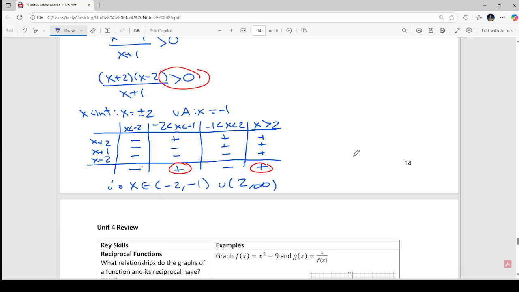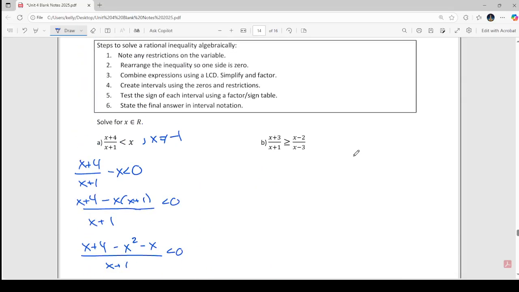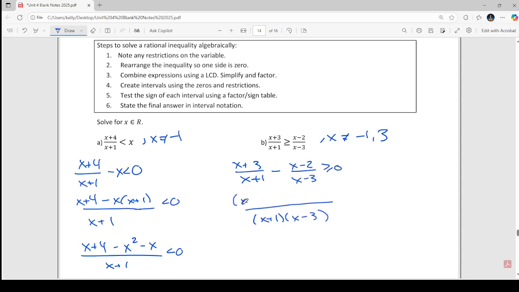Great, let's do one more. All right, so our restrictions are negative 1 and 3. We have to move one side over, so the other side is 0. Our common denominator will be the product of these. So x plus 3 must be multiplied by x minus 3. And then we'll have minus (x minus 2) multiplied by (x plus 1) greater than or equal to 0. So I've done steps 1 and 2 and halfway through 3, and I'm going to have to simplify and factor.